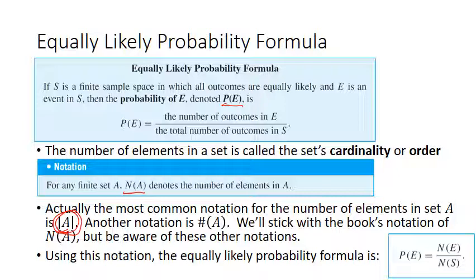In other words, the number of elements that are in it. Another common notation is this one with the little number there, and that just stands for the number of things that are in A. So we'll stick with the book's notation with the capital N, but just be aware of these other ones because you will encounter them in other math classes. So using this notation, we would write the probability formula as this. So probability of E is the number of elements in E divided by the number of elements in S. Okay, let's do some examples.